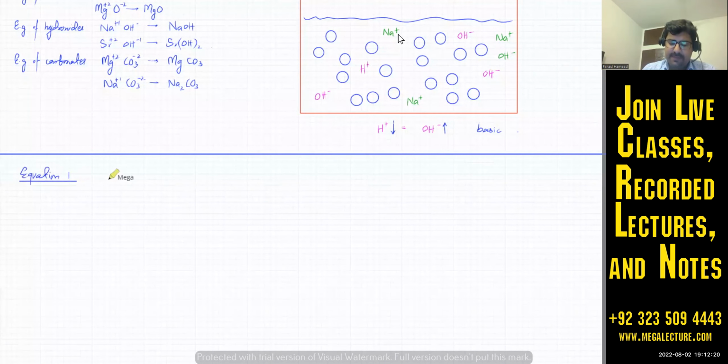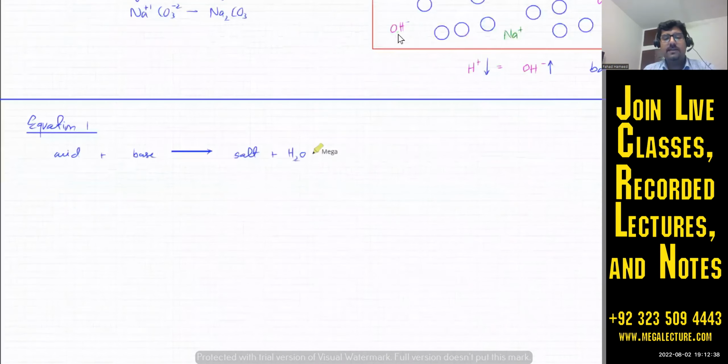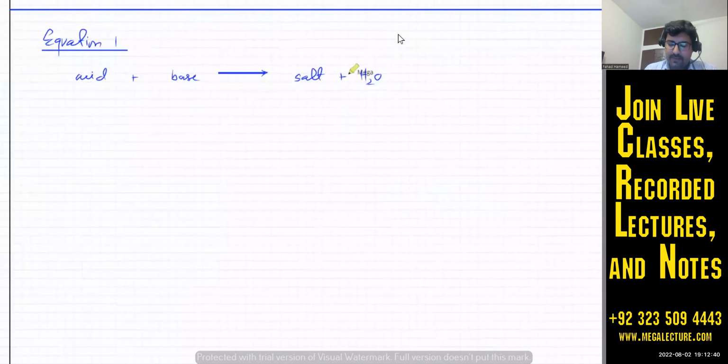So an acid and a base react together. So acid plus base is going to produce salt plus H2O. Acid plus base produces salt plus H2O. What happens is the acid produces or releases H+1. The base accepts H+1. This is basically what's going on.